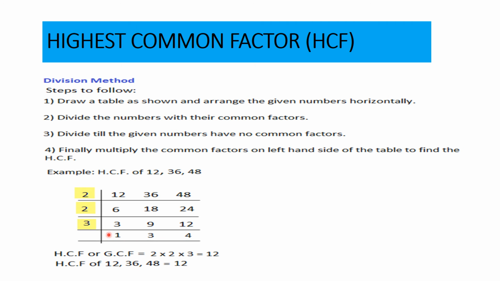Now here you see you get three numbers 1, 3 and 4 which are not divisible by any common number. Right? Other than 1 it is not divisible by any common number. So you stop here. So now the HCF will be the product of the numbers on the left hand side which you have got. So the HCF will be 2 into 2 into 3. The product is 2 2s are 4, 4 3s are 12. So the HCF of 12, 36 and 48 is 12.